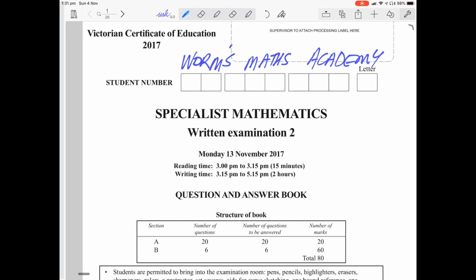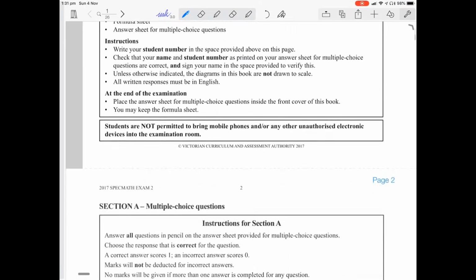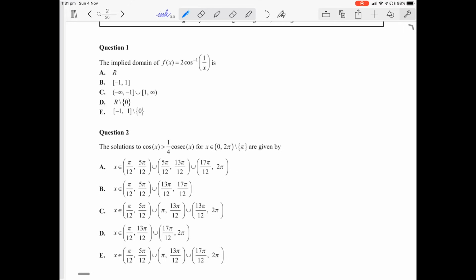Just thought I'd smash out 2017 Exam 2 Specialist Maths Multiple Choice. Of course, you should aim to do this in about half an hour, so we're going to try and get through it in that time.